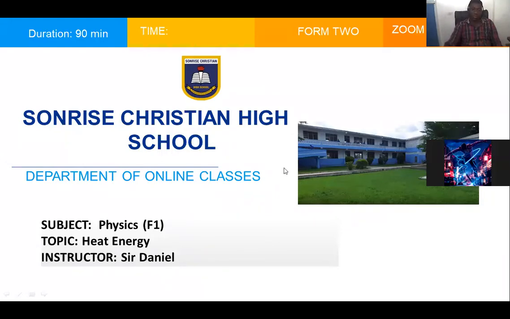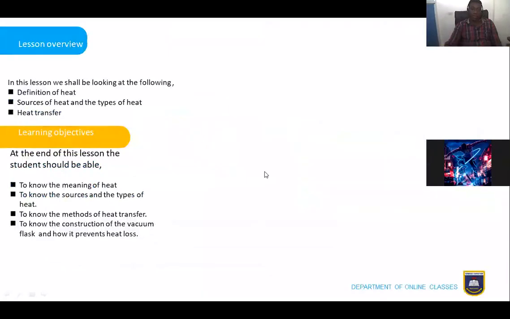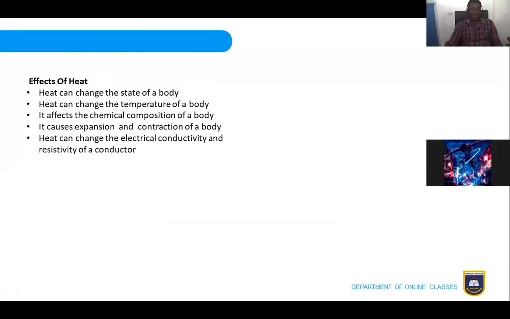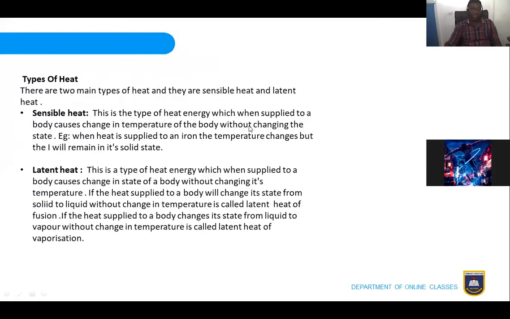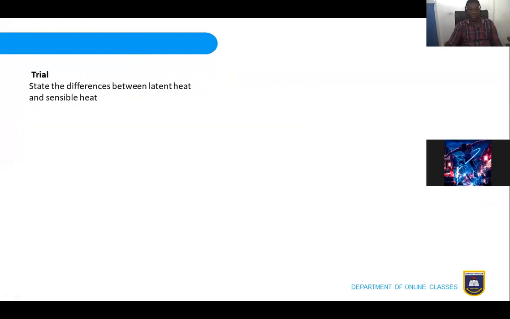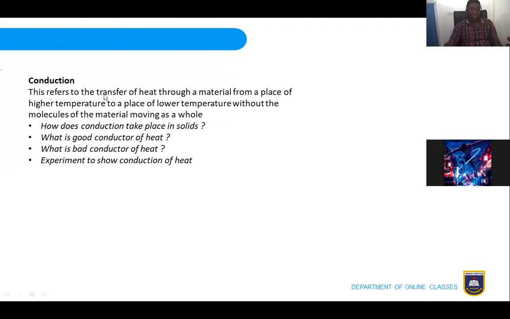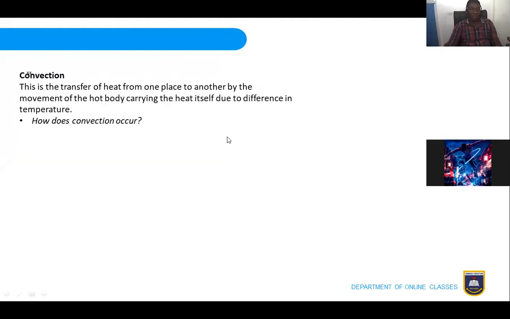Okay. So we looked at the definition of heat. We looked at the sources of heat. We looked at the effects of heat. We also looked at the types of heat. We said sensible heat and latent heat, and I explained vividly what they mean. And we stated the differences between the latent heat and the sensible heat, and the methods of heat transfer. And we said we have three methods: conduction, convection, and radiation. And we looked at them also.